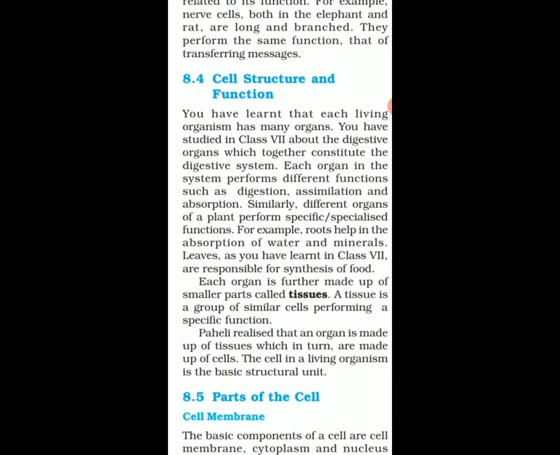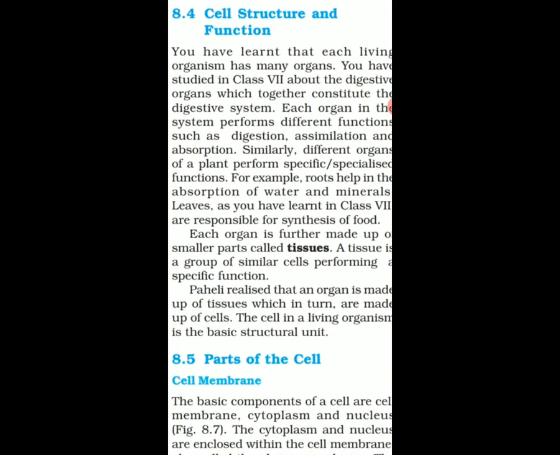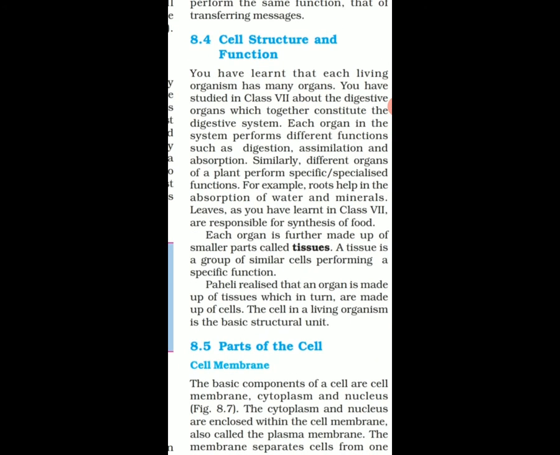So every organ or every part of a body has its own functions, and these organs are made up of smaller parts called tissues. I told you, what is a tissue? A tissue is a group of similar cells performing a specific function. Here it is given, you can underline it. A tissue is a group of similar cells performing a specific function.